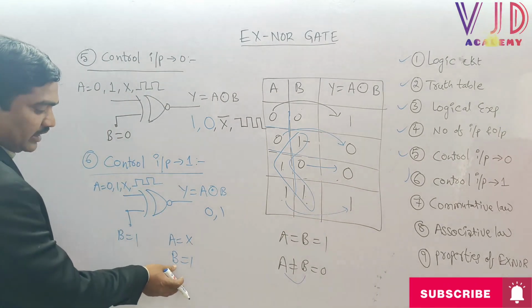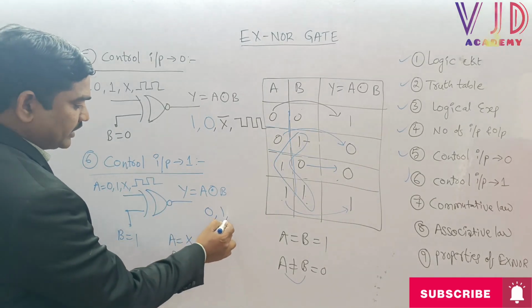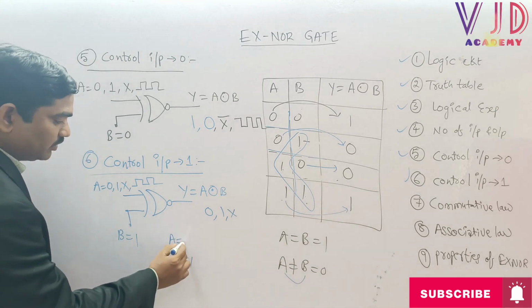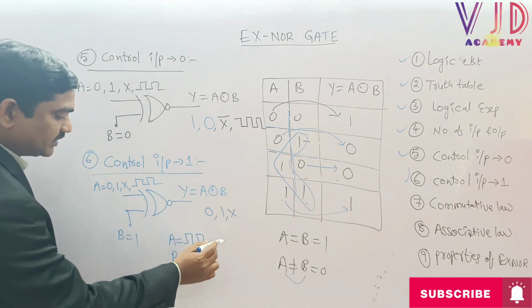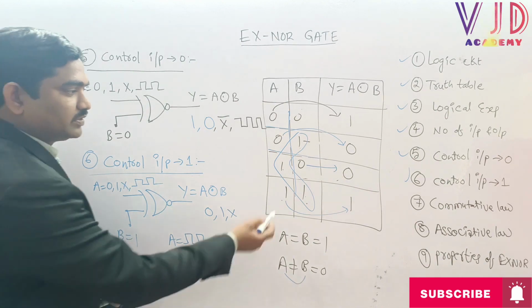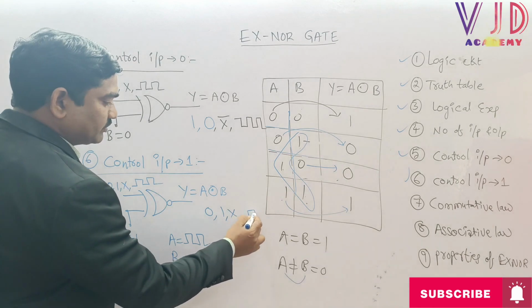So based upon this, here B equal to 1, which means output is the other input, A equal to X, so we will get X. And now the moment when I change A equal to square wave, what will happen, sir? Here B equal to 1, A equal to square wave. Based upon this logic, we can say that output is the other input, that is the square wave.